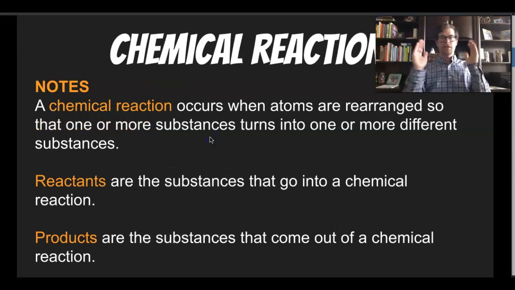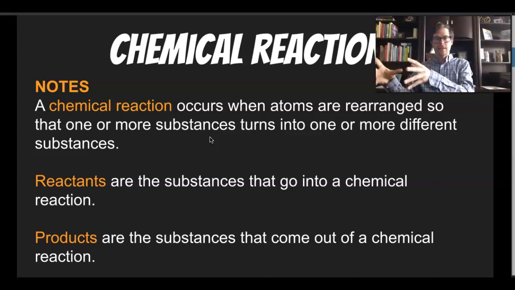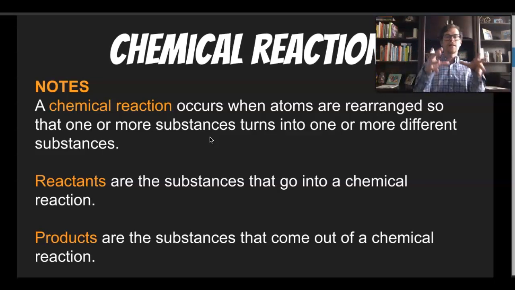So, just straight definitions first. A chemical reaction, what's that? It's when atoms are rearranged so that one or more substances turns into different substances. And that's at the level of actual atoms. We're not talking about something like melting. We're talking about the arrangement of atoms, the way they're bonded is different after than before.